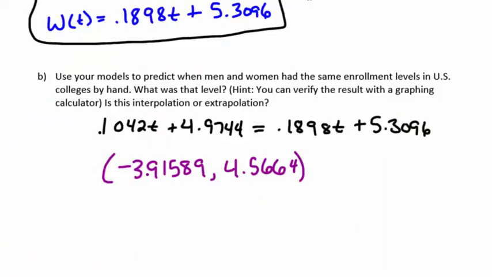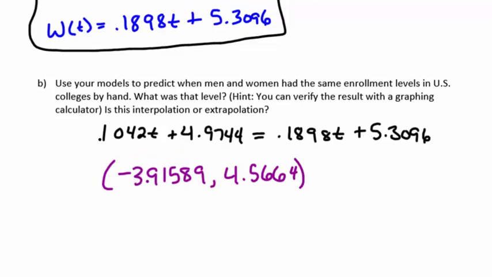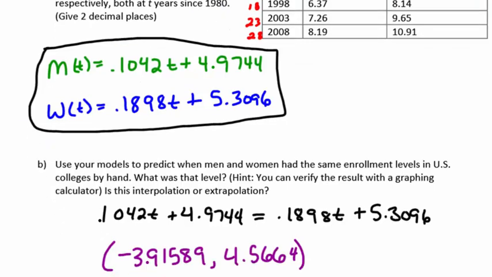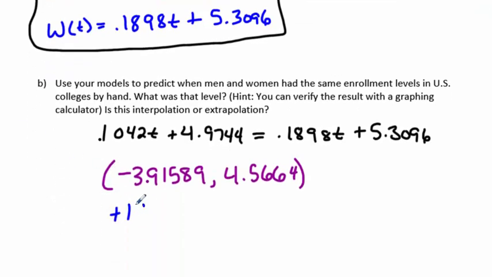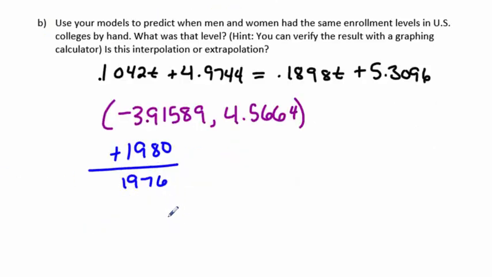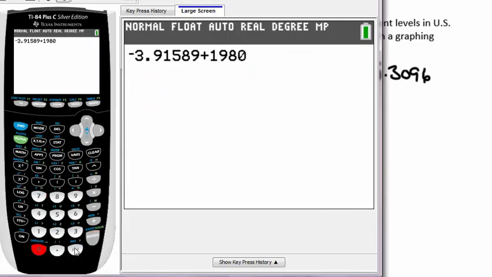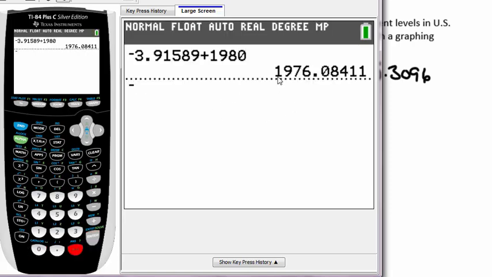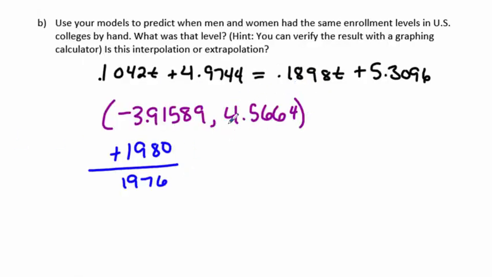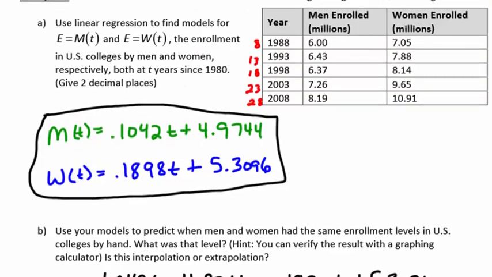Alright, and what do each of these values mean? Remember that our t value here is the number of years since our starting year, and our starting year was 1980. So if I add 1980 to this value, we're going to get the year 1976. And be careful to make sure that when you add that, you consider that this is beyond -3, closer to -4. If you use your calculator to add these two values, you can see that it is indeed in the year 1976.